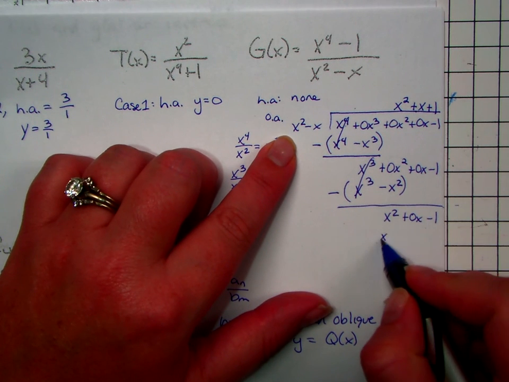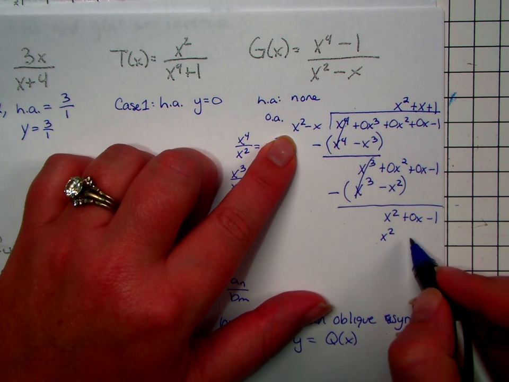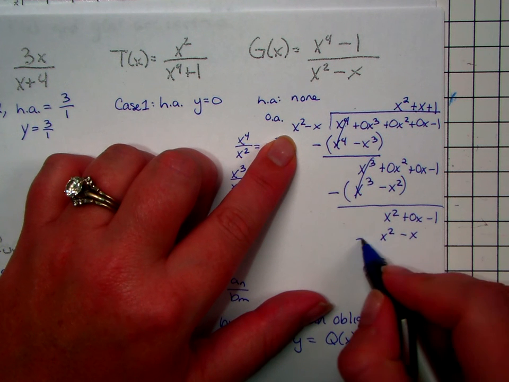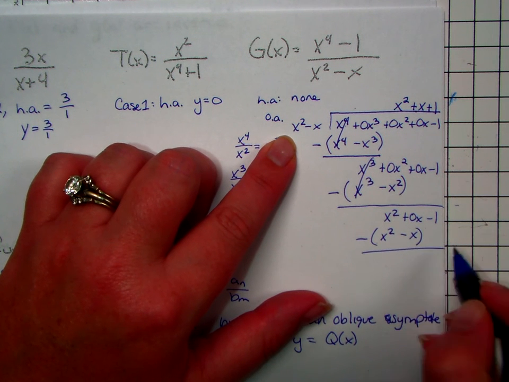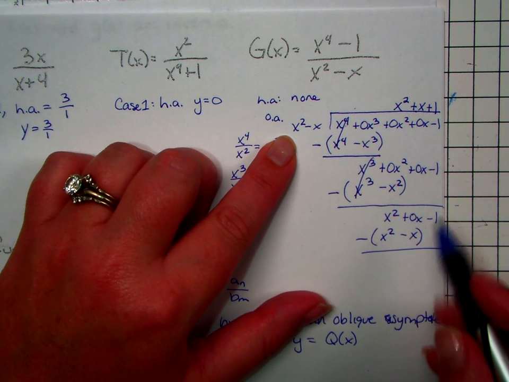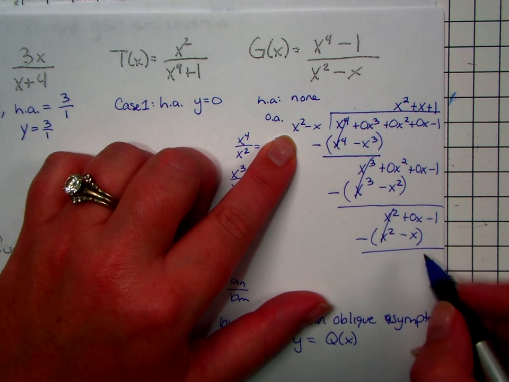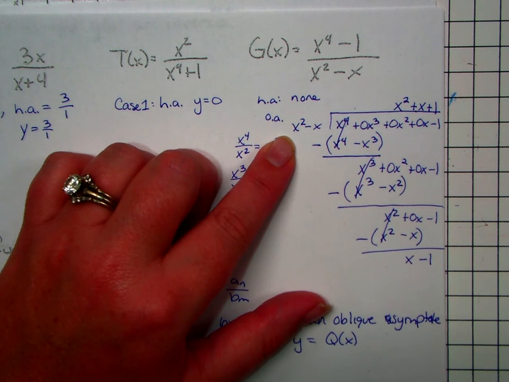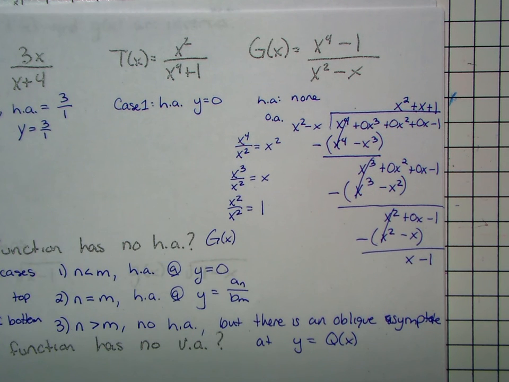I'm going to get x squared minus x. And then I'm going to subtract that quantity. X squared minus x squared cancels. 0x plus x is x. Okay. And then I bring the negative 1 down.